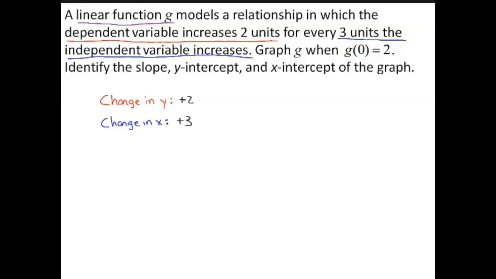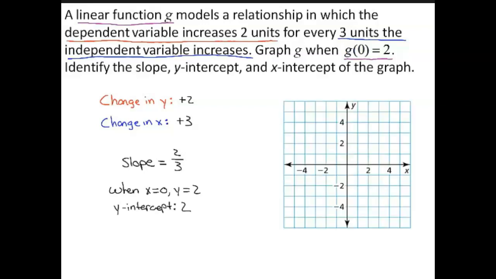To graph the function, you first want to find the slope. When the dependent variable increases by 2 units, the change in y is +2. When the independent variable increases by 3 units, the change in x is +3. So the slope is 2 divided by 3, or 2/3. Next you want to find the y-intercept. The statement g of 0 equals 2 indicates that when x equals 0, y equals 2. So the y-intercept is 2. Because the y-intercept is 2, plot the point 0, 2.